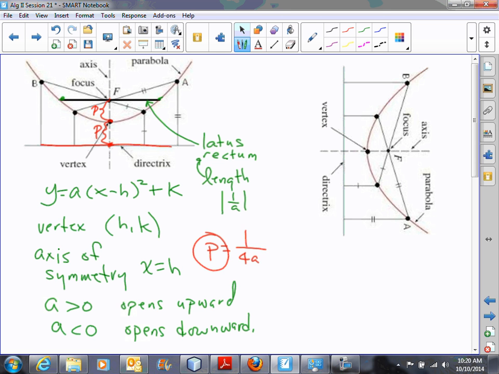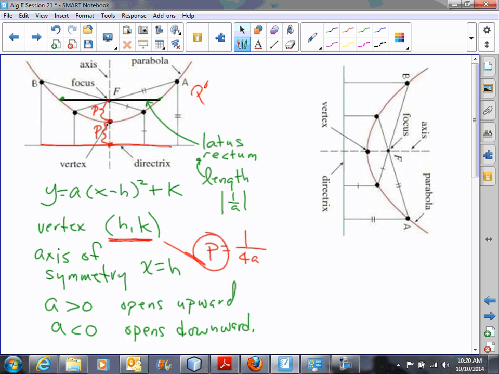And so basically what we're going to do mostly is build these parabolas off of the vertex and off of p here. So those are going to be the two important pieces of knowledge that we have for these quadratic functions. Now, one more thing.